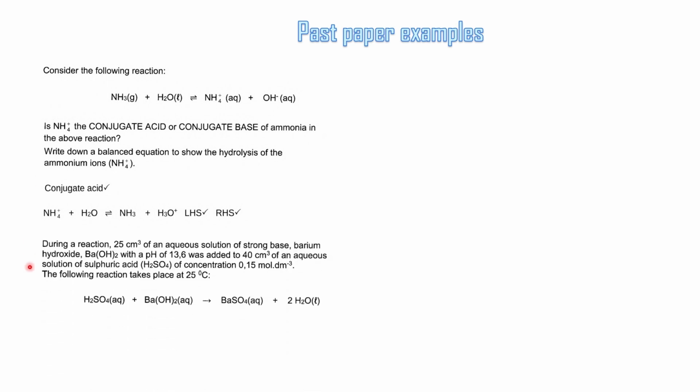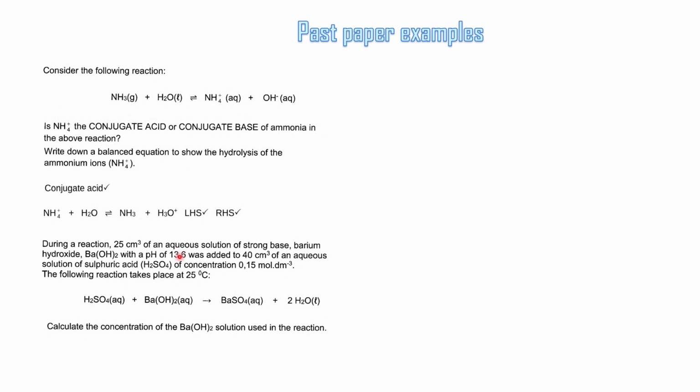Next, during a reaction, 25 of an aqueous solution of strong base Ba(OH)2 with a pH of 13,6 was added to 40 of an aqueous solution of sulfuric acid of the concentration 0,15. The following reaction takes place at 25 degrees. They have given you the balanced equation. The question reads, calculate the concentration of the Ba(OH)2 solution used in the reaction.